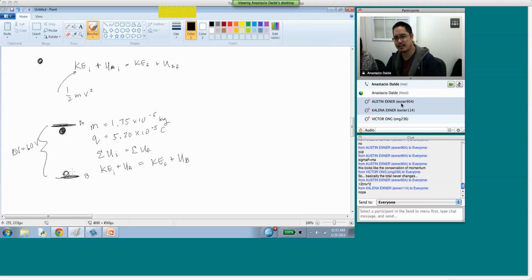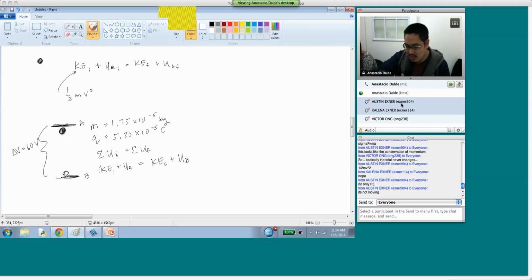Think about this. Does it have potential energy? Does it have kinetic energy to begin with? Austin's saying no. Why not? Why doesn't this thing have kinetic energy to begin with? Because it wasn't moving. Exactly, Asia. It wasn't moving to begin with. So this, my friend, is 0.